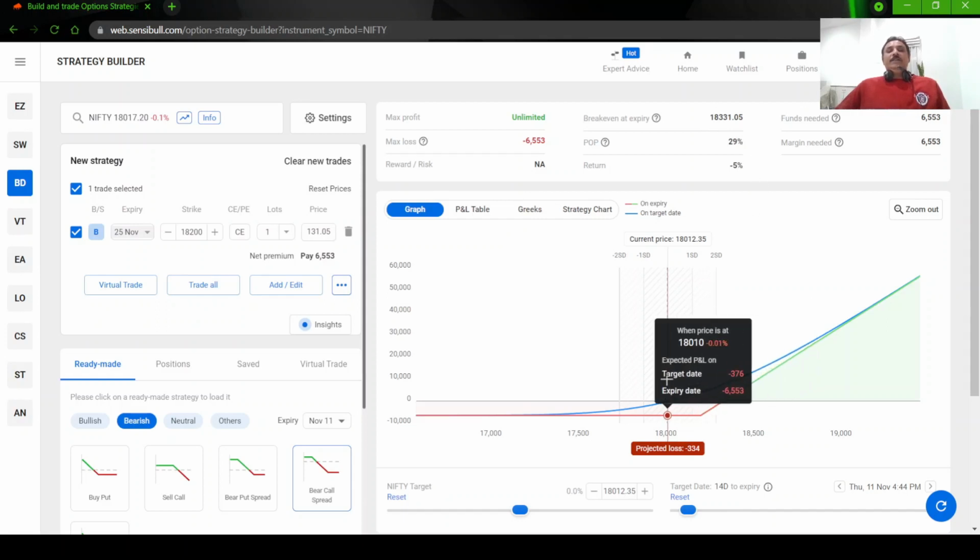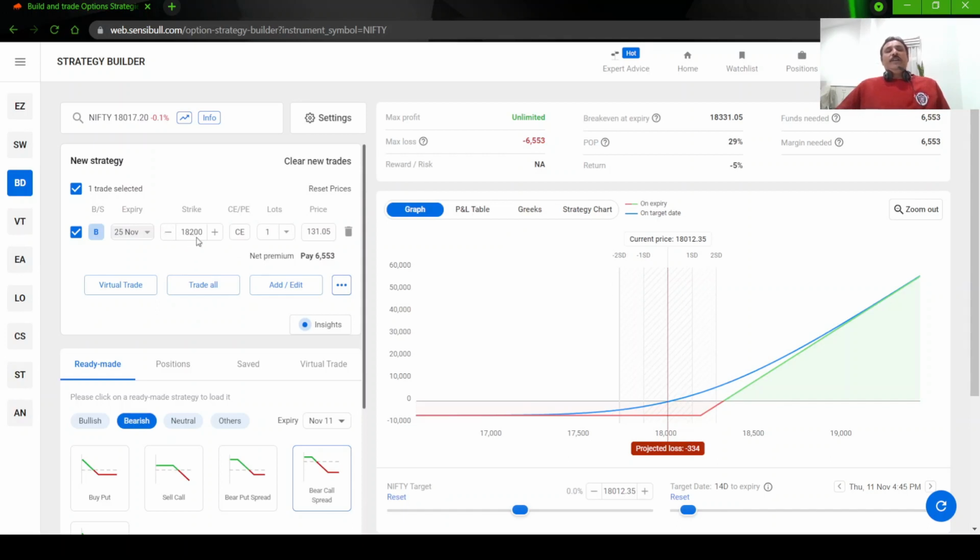At expiry. If the market starts going up immediately, like when the market goes to 18,150 tomorrow, you will have about 2,500 rupees profit. That is the potential of buying a naked call. But if you wait till expiry, all that profit will evaporate because of time decay and you will end up with a loss. Your loss is your entire premium if the market stays below 18,200.